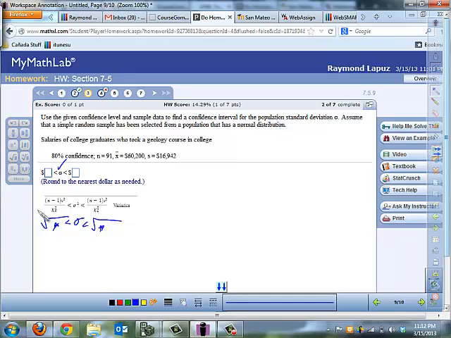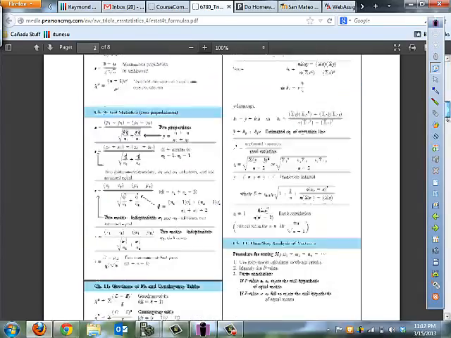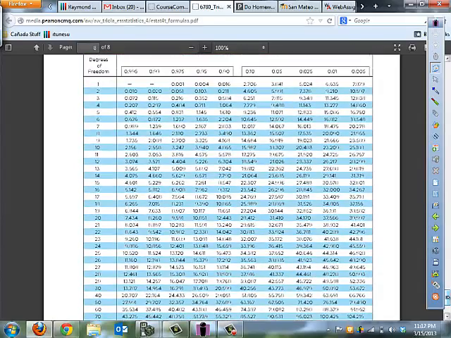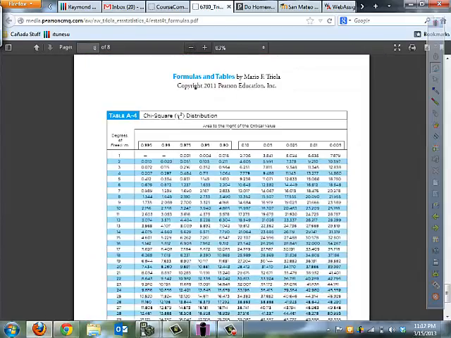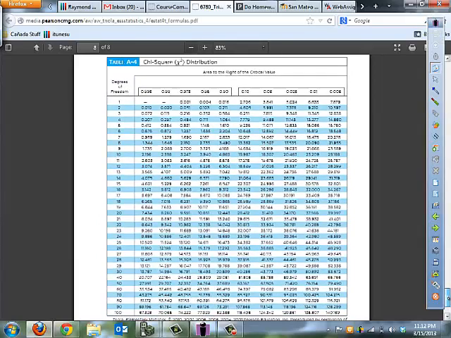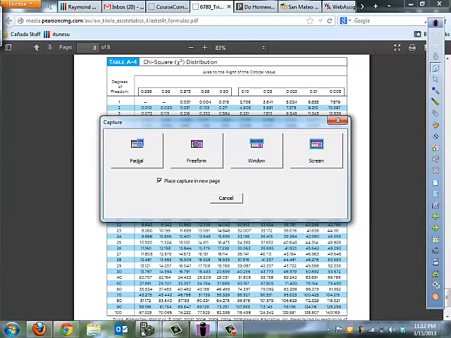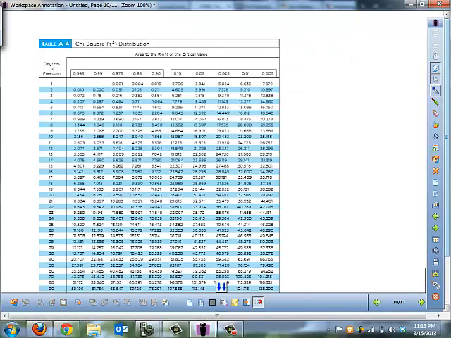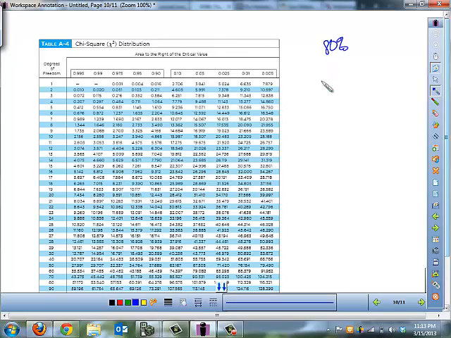The other thing that we need are the critical values. So for that, we again go back to your formula card, and this time go all the way down to table A4, where we see the chi-square distribution. With this chi-square distribution, recall that we are looking for an 80% confidence, and remember that our n is equal to 91. So from there, our degrees of freedom is 90.